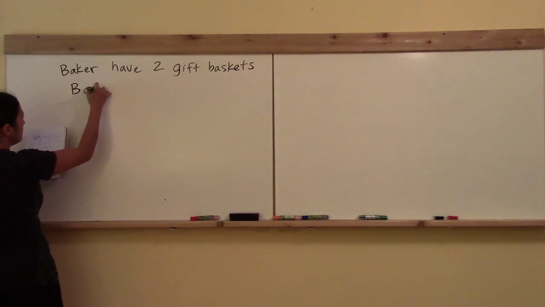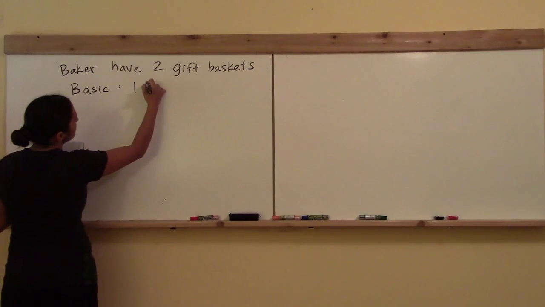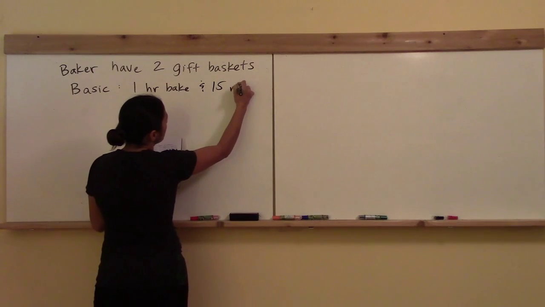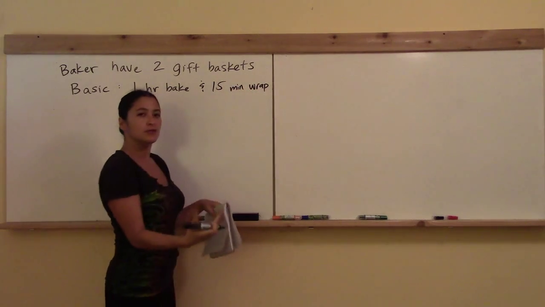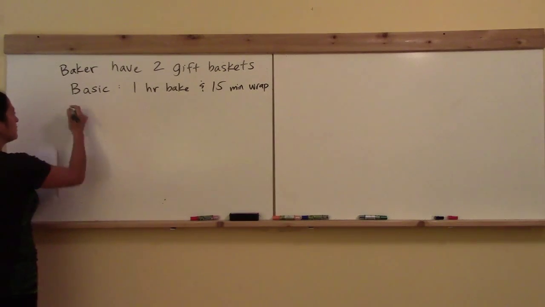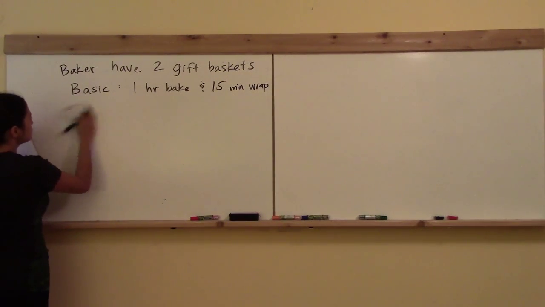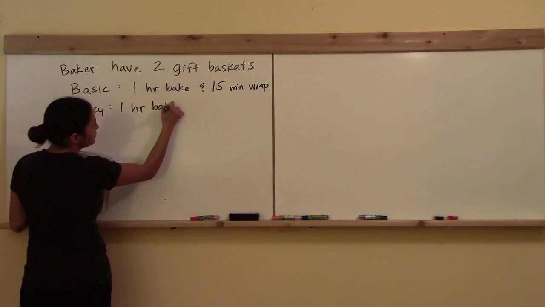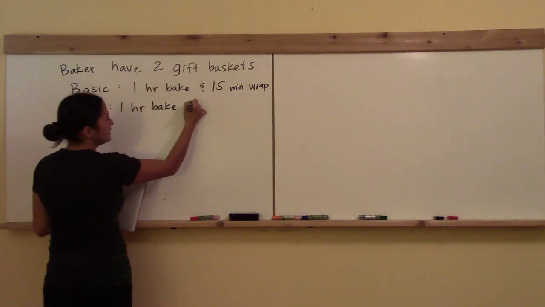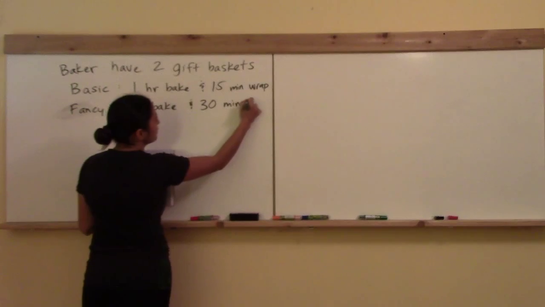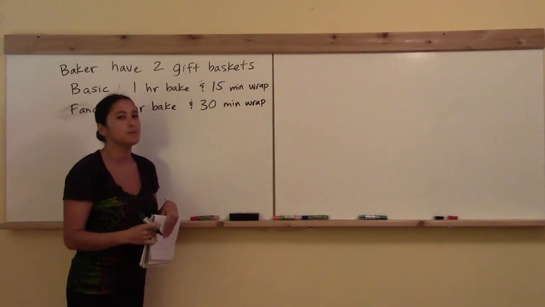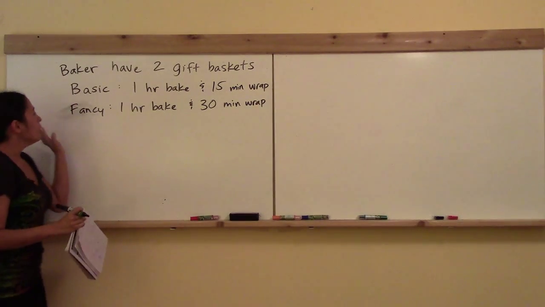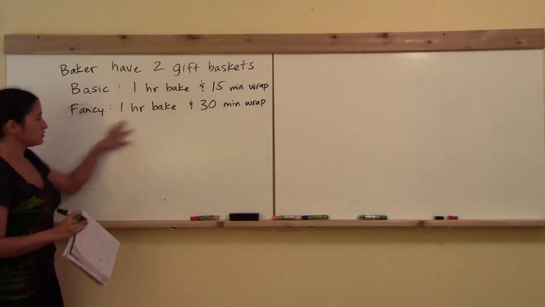I'm going to call number 1 my basic gift basket, and that takes me 1 hour to bake up everything that I'm going to put in it. And it also takes me 15 minutes to wrap it and decorate it into a nice pretty package to offer the customer. That's my basic package, and then I'm going to have another package, which I'm going to call my fancy package. The fancy package actually takes the same amount of time to bake as it does for the basic, but what makes it fancy is it looks a lot fancier, and so therefore it's going to take me a longer time to wrap that up, so it takes me 30 minutes to wrap up that fancy present to offer the customer. Okay, so these are things that we're going to use inside the word problem.